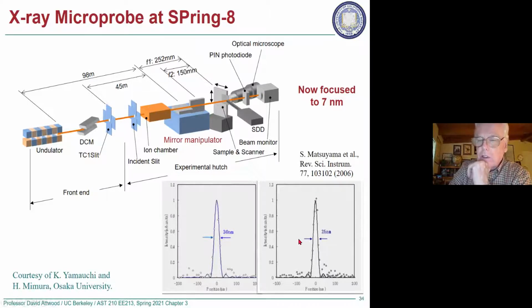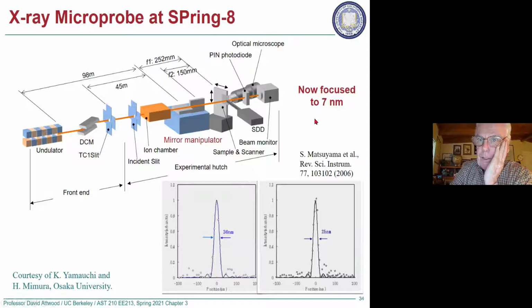There are more references in chapter 10 for this group. And this is the group of Yamauchi-san, Professor Kazuto Yamauchi at Osaka University. But they're very close to SPring-8, so they go there a lot and they make these measurements. And besides this focal spot to 25 nanometers approximately, they've also done 7 nanometers in both directions. So they hold the world record on this.